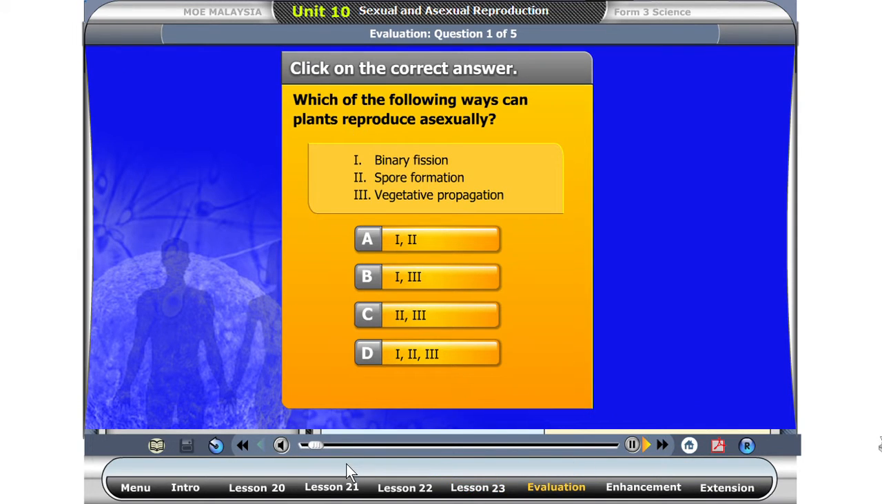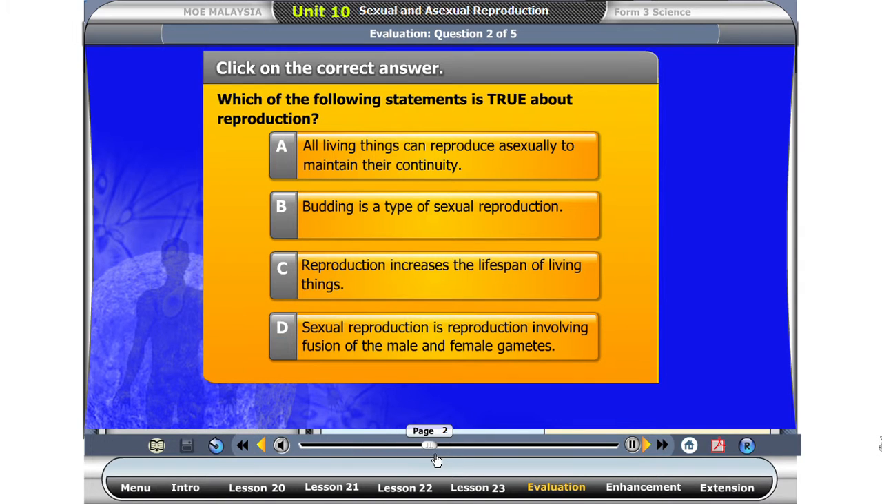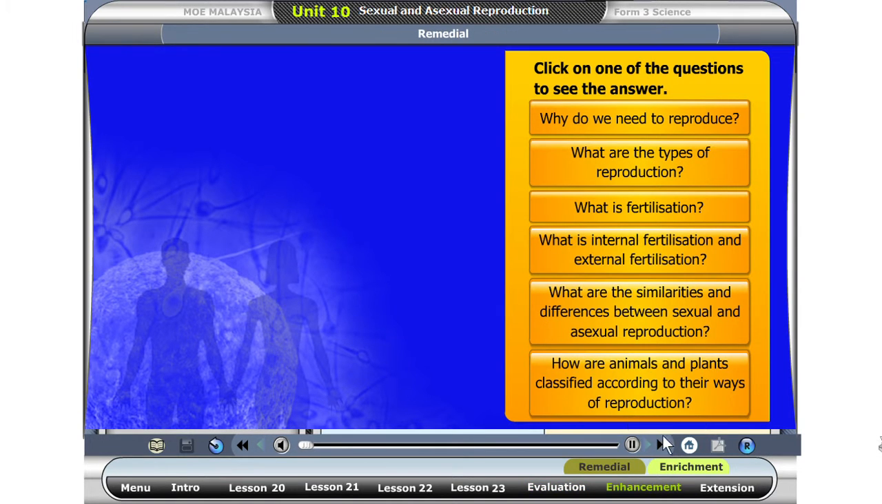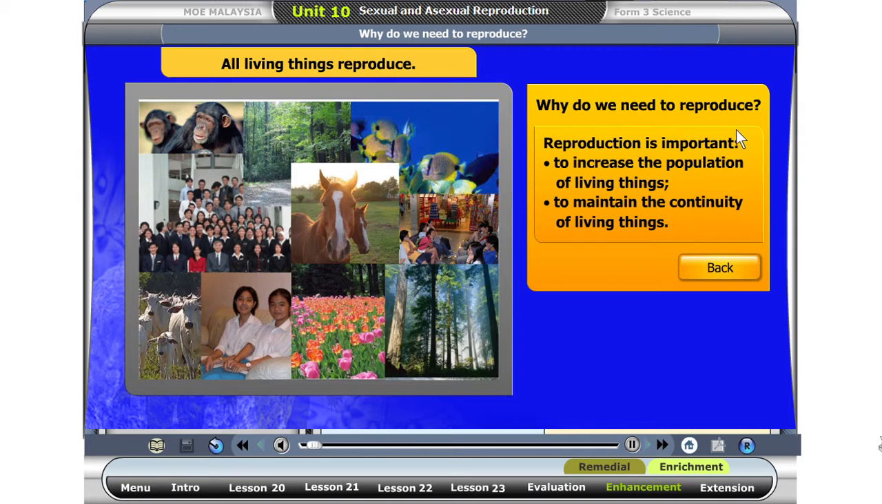Which of the following ways can plants answer? Click on one of the questions to see the answer. Why do we need to reproduce? Reproduction is the process of producing offspring. All living things reproduce. Reproduction is important to increase the population of living things and to maintain the continuity of living things.